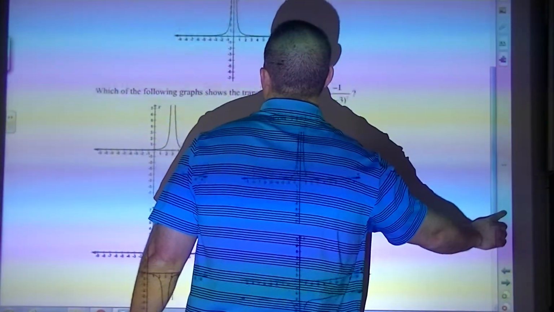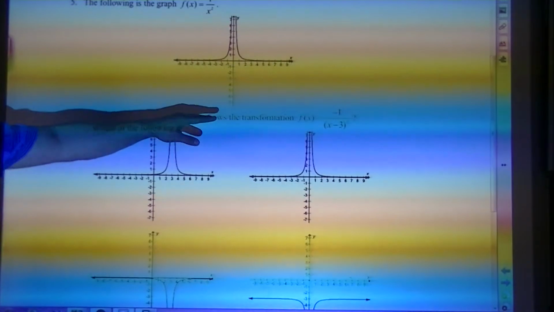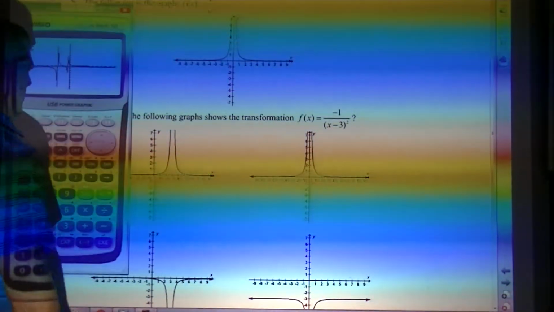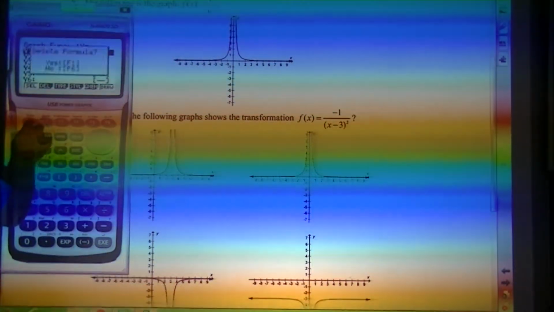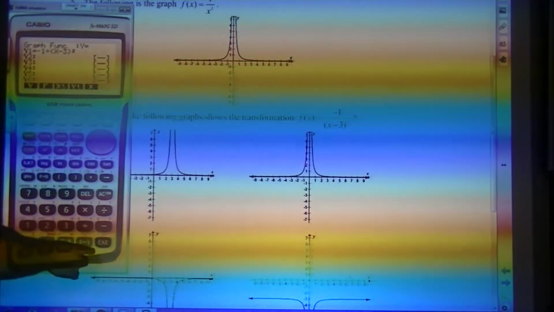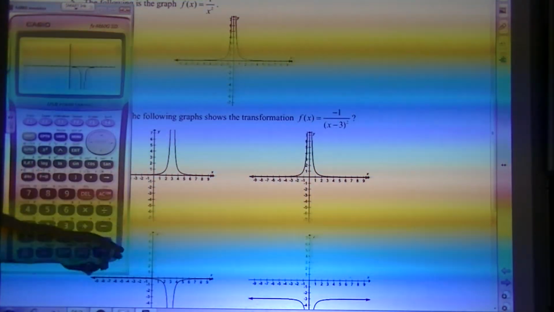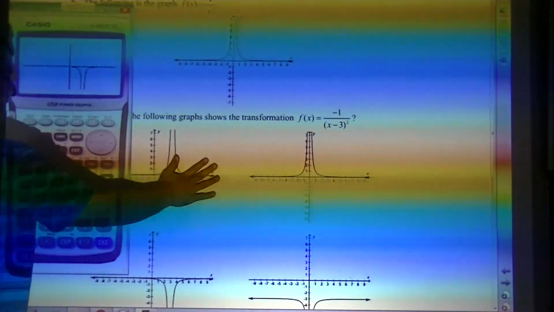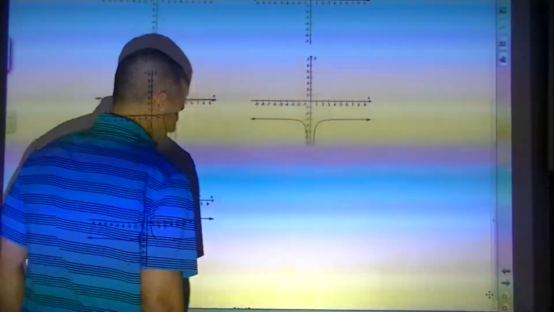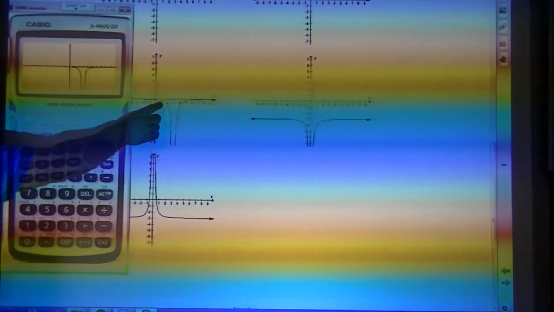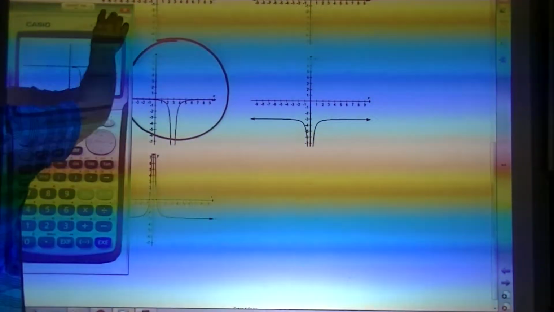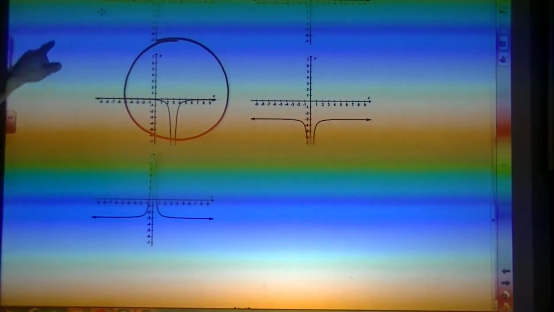Let's look at this one. The following shows this graph. Which of the following shows the transformation from that to that? Very simply, I'm not going to make this complicated. I'm just going to go ahead and graph this: -1 divided by x minus 3 squared. I'm going to draw it, and it looks like that. Obviously, it's not going to be these two, and it's not going to be that one. It has to be this one all the way down in the corner, the closest thing to that graph. So I'm just going to circle that. I think that's it for that page.